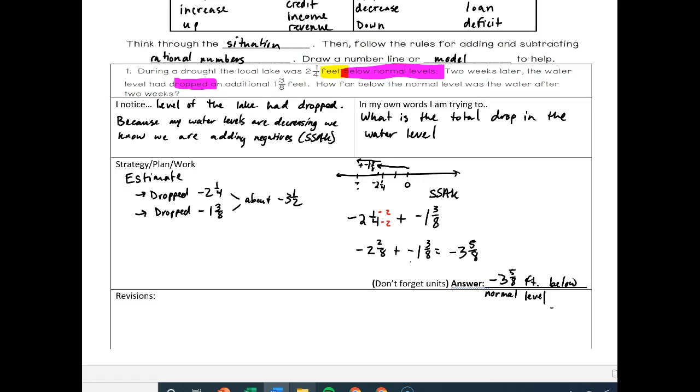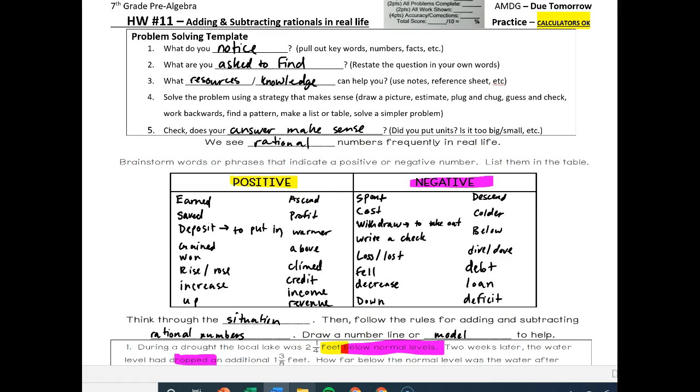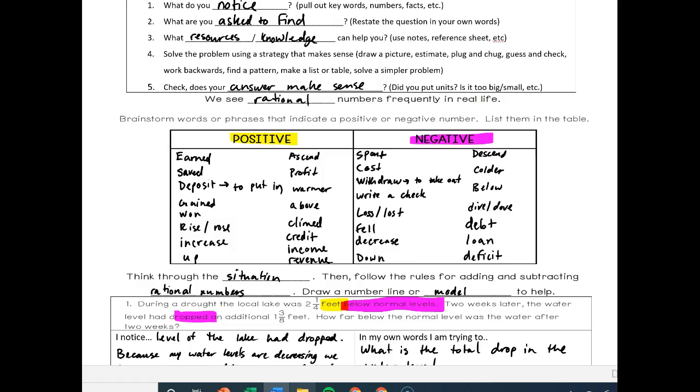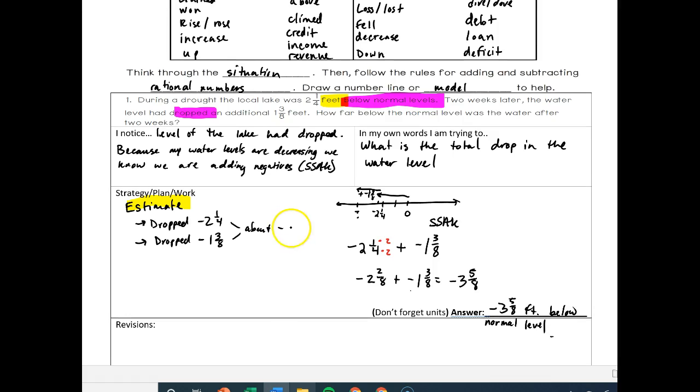We decided our strategy is to use an estimate. You don't always have to use an estimate. You could have drawn a picture, or done whatever you want. So we said we're going to drop negative 2 1/4, which is about negative 2, and if we drop negative 1 3/8, that's about negative 1. So this should be an estimate of negative 3 feet. About negative 3 feet. Why? Because this is about negative 2, and this is about negative 1. Add those together, and you get negative 3.